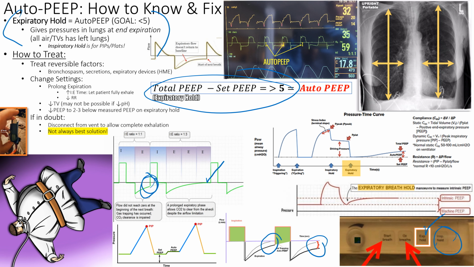And how do we do it? Bronchospasm, we can bronchodilate. If they have a lot of secretions, we can clear the secretions. The devices themselves can be clogged, so we could try to fix those. On the settings on the ventilator, we can prolong the E time. So instead of 1 to 2, right, or 1 to 1 even, they can go to 1 to 3. Let them exhale completely, exhale the whole volume. So it gives them more time to get rid of that air, so there's less air trapping.